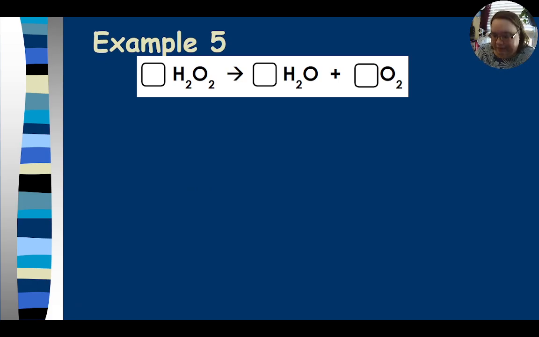Example number 5. Remember that whenever you have the same element on the same side of the equation, you have to add those atoms together. So when I'm doing that initial count, on my product side, I have 2 H's, but I have 1 plus 2 O's. So it gives me a total of 3 O's.